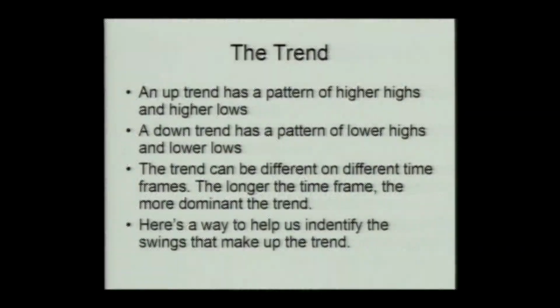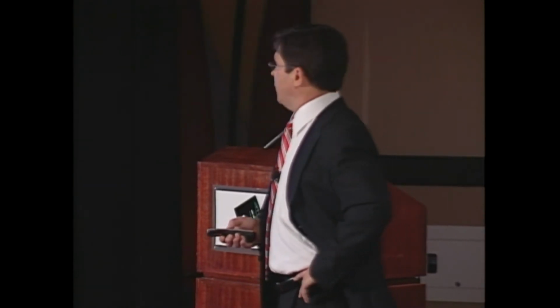The trend. An uptrend, as we all know, has a pattern of higher highs and higher lows. A downtrend has a pattern of lower highs and lower lows. The trend can be different on different time frames. I have a friend who's written voluminously on markets, and he says every market is always trending on every time frame. And now that we can look at so many different time frames, we can certainly see that.